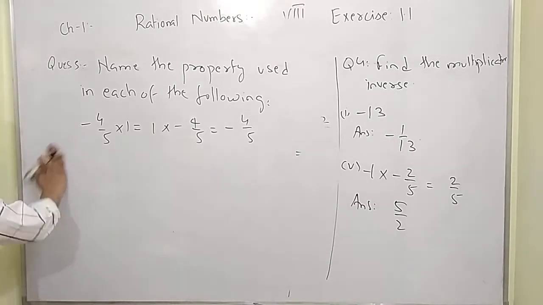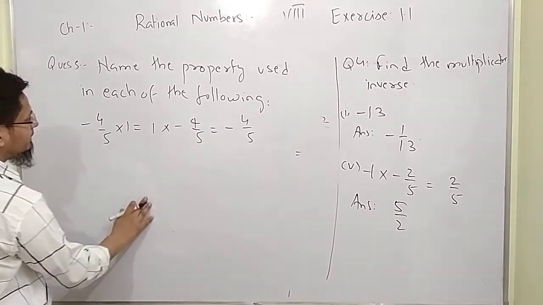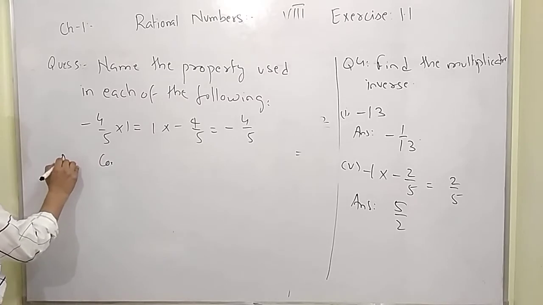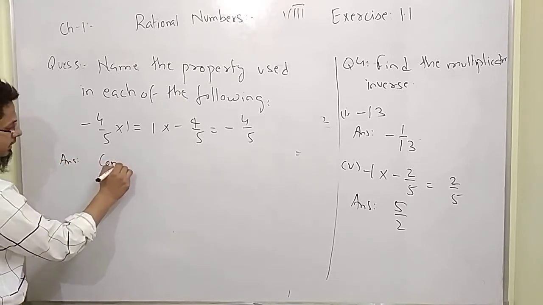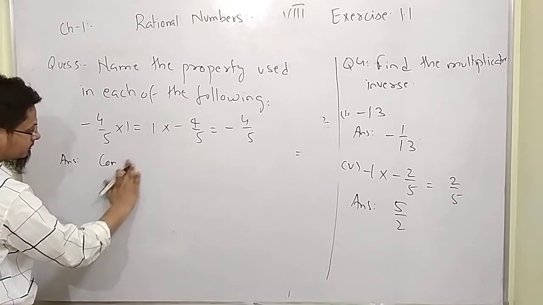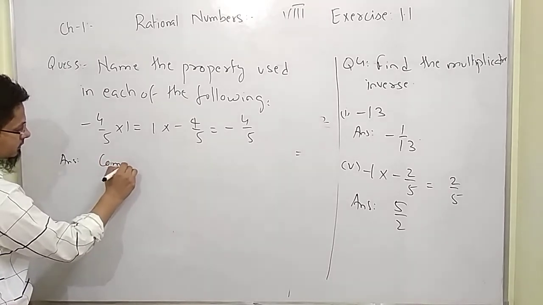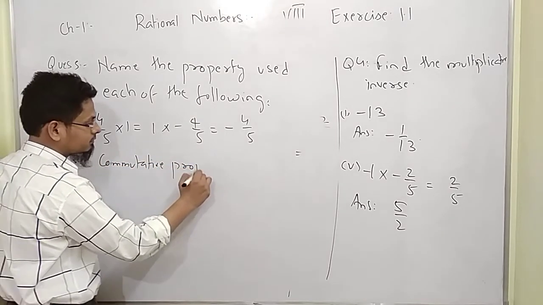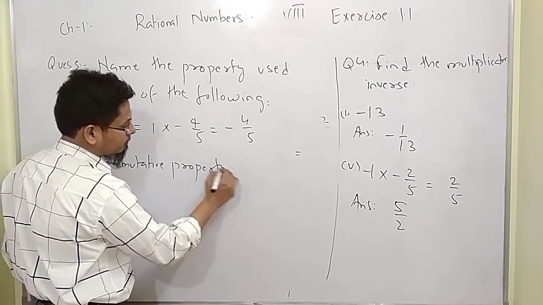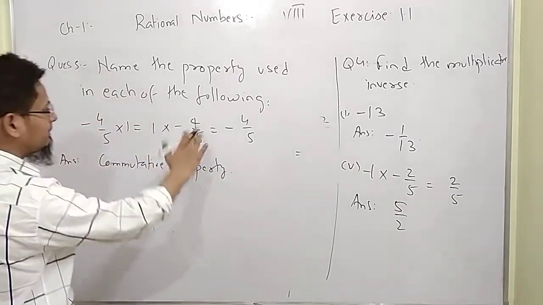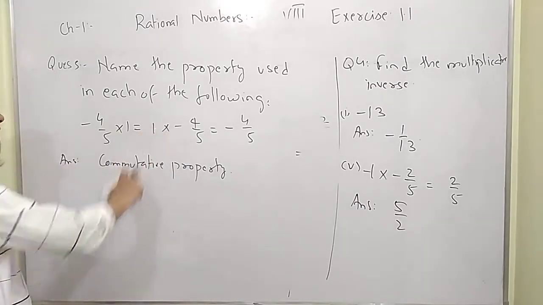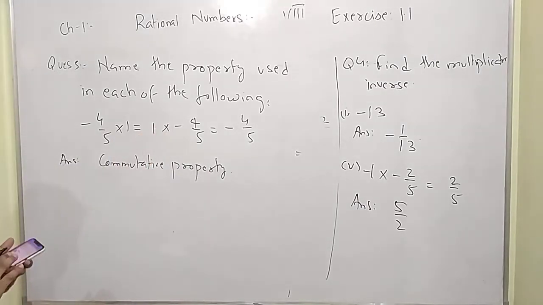But here I will mention commutative property. So the answer is commutative property, okay, because you are changing the place and the answer is coming the same. Minus 4 upon 5 into 1, 1 into minus 4 upon 5, right? So now see the next problem.